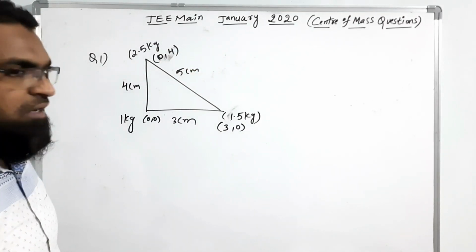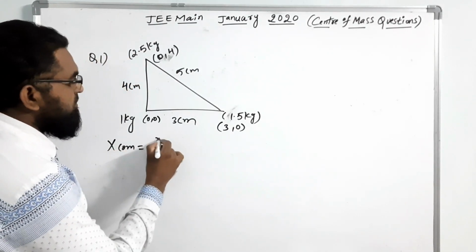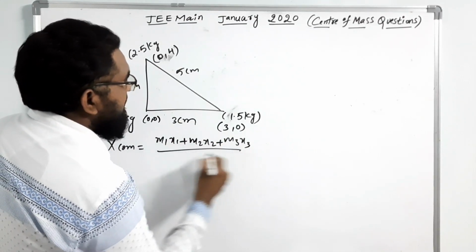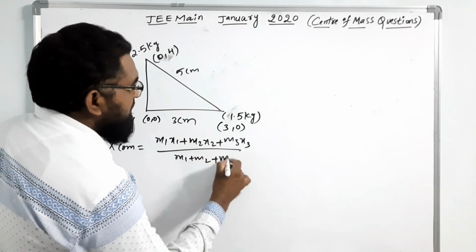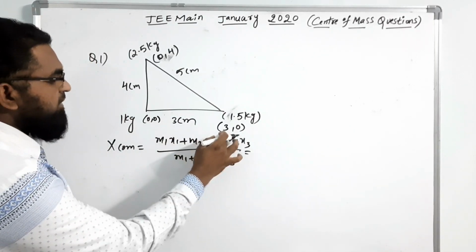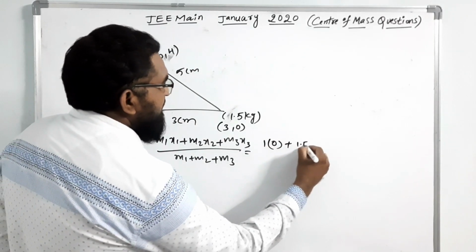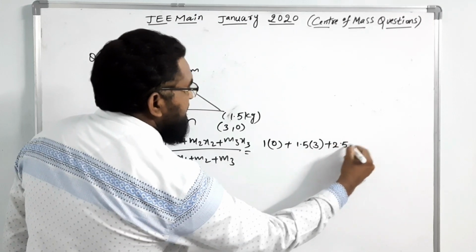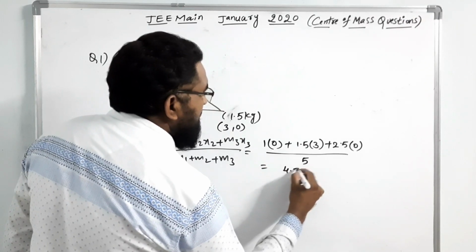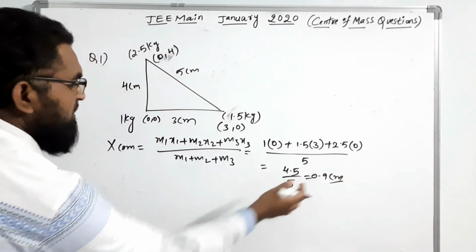The 3 points are x1 y1, x2 y2 and x3 y3. Next we have to substitute: x center of mass is equal to m1 x1 plus m2 x2 plus m3 x3 divided by m1 plus m2 plus m3. We substitute the three coordinates, x1, x2 and x3. So m1 is 1 into 0, plus 1.5 into 3, plus 2.5 into 0, divided by the total mass 5 kg. So the answer is 4.5 by 5, which is 0.9 centimeter. So we got the x coordinate of the center of mass as 0.9.